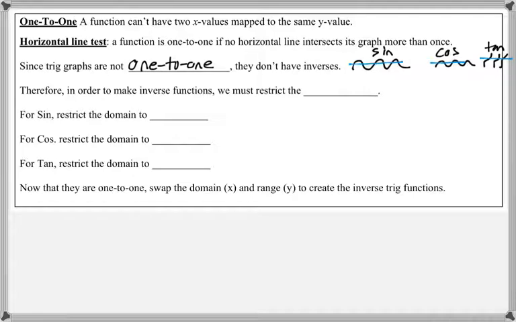Well, in order to make inverse trig functions, we must restrict the domain. So we're basically only going to take part of the graph. So for sine, we're going to restrict the domain to be negative pi over 2 to pi over 2. So that would make the graph look something like this.